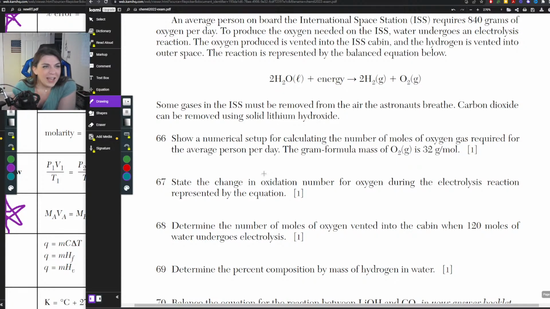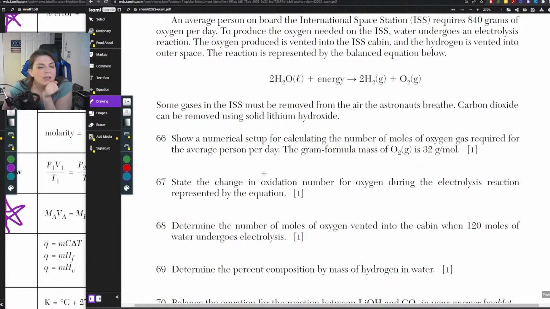Okay. An average person aboard the International Space Station requires 840 grams of oxygen per day. To produce the oxygen needed, water undergoes an electrolysis reaction. The oxygen produced is vented into the cabin, and the hydrogen is vented into outer space. Interesting. Hydrogen is not littering in outer space, I guess, but it's kind of flammable, so I wouldn't want that right outside where I was living, but okay. The reaction is represented by the balanced equation below. Some gases in the International Space Station must be removed from the air in order for astronauts to breathe. Carbon dioxide can be removed by using solid lithium hydroxide.